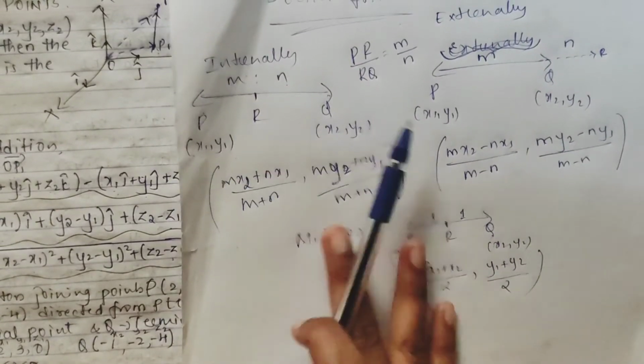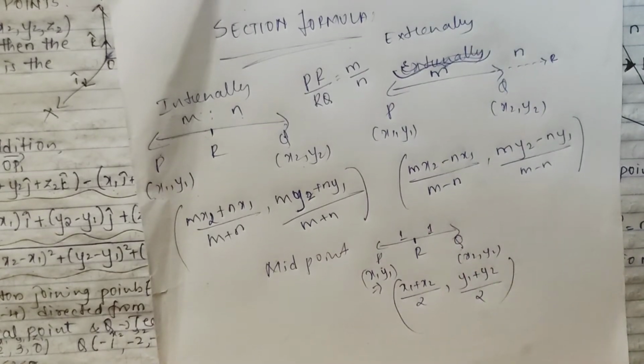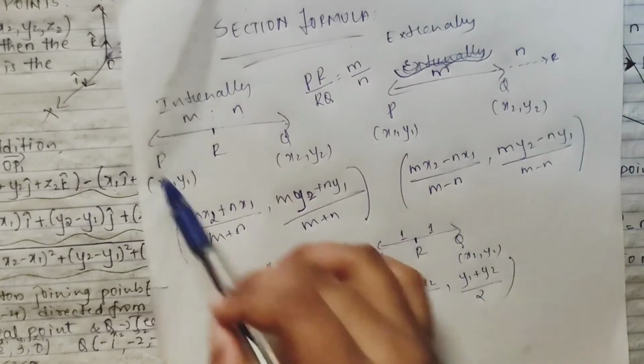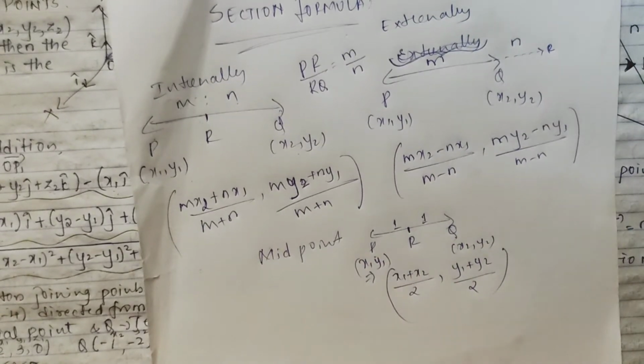Whenever you have internally, normally they will give m is to n. Externally we are extending our part, so negative comes here, positive comes there. And midpoint means you know only how we find the midpoint.